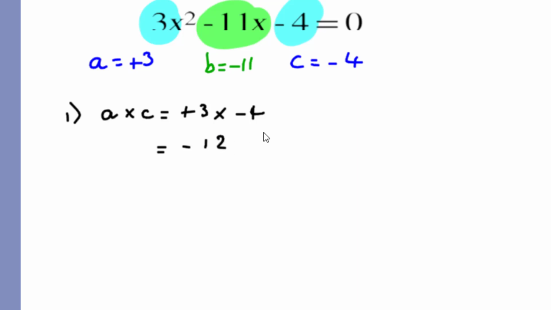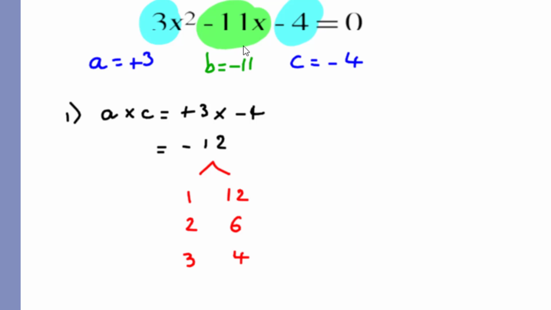And let's look for the factors of 12. So the factors of 12, simplest pair of factors starting with 1 and 12, and times by 2 is 2, divided by 2 is 6, 1 times 3 is 3, and 12 divided by 3 is 4. And we found all the factors of 12.